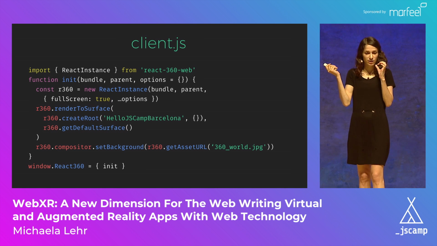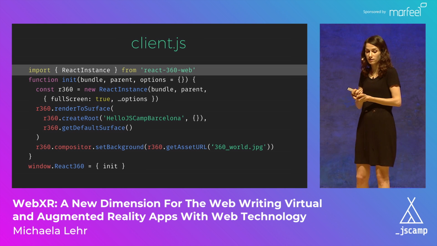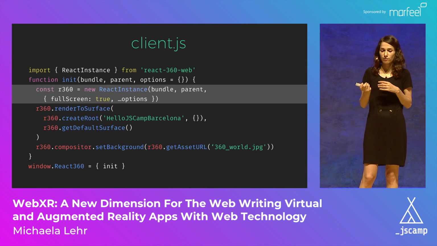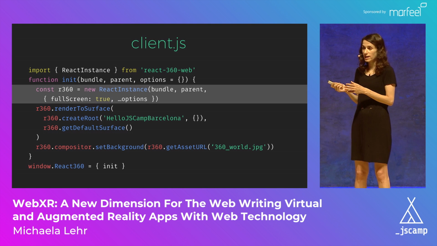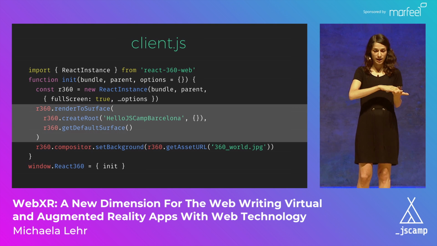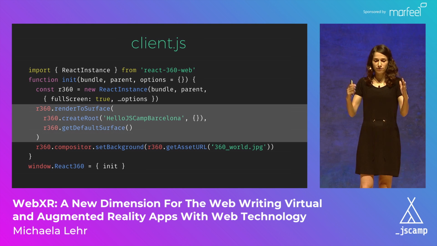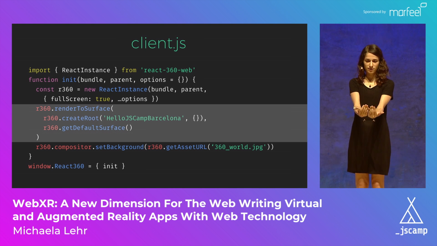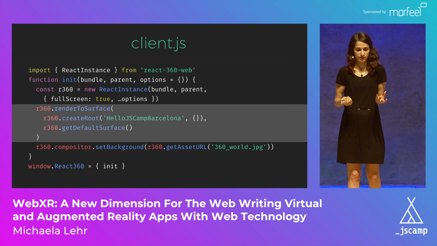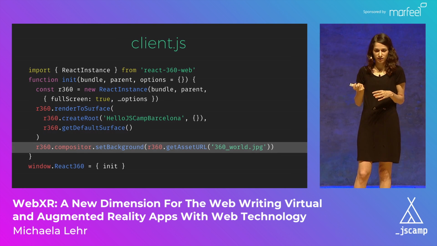Now this is the client.js that gets generated by default by the CLI. First, we import React 360 Web before defining and executing the init function. Within the init function, we create a new React instance with some options. Then, with renderToSurface, we render what is defined in the index.js into a 3D scene. A surface is, by default, like a cylindrical layer on which you can draw 2D user interfaces. The last thing that happens here is setting a panoramic background image.